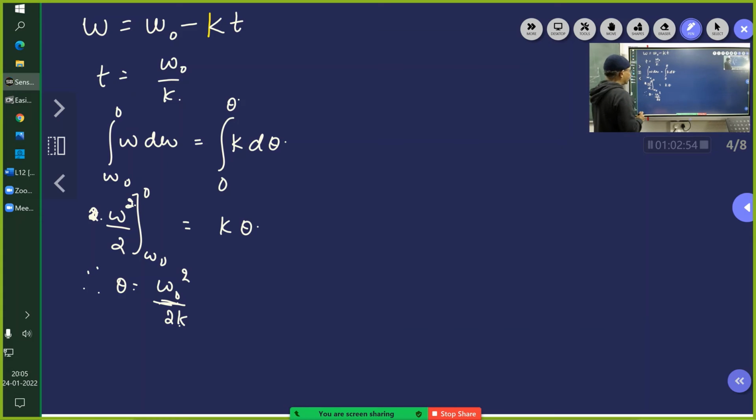Yes, sir. If you are writing, you should write minus k, because it is decelerating. Yeah, minus k. So you put it here, minus k. Then this minus will get cancelled here, so you get omega naught square. No, sir, no cancelling. Look, here minus omega naught square, put it. You will get omega naught square only, because you are substituting omega naught square.